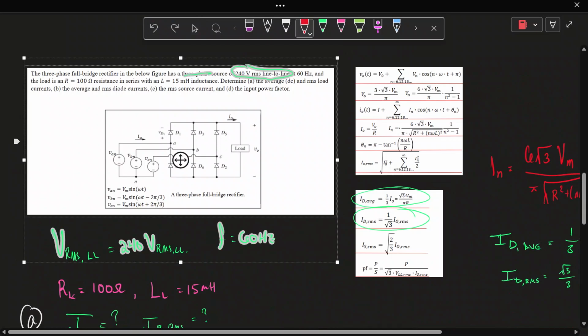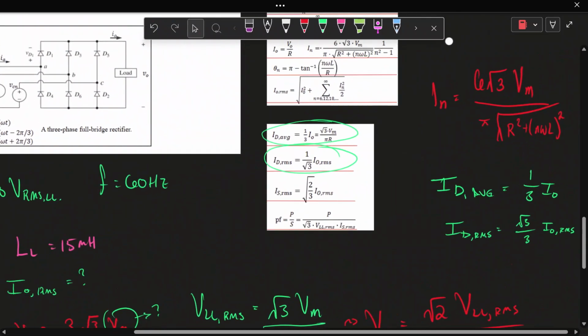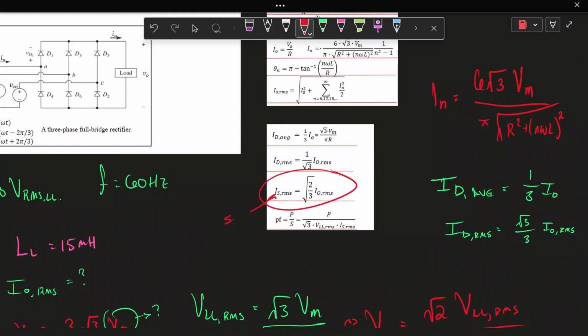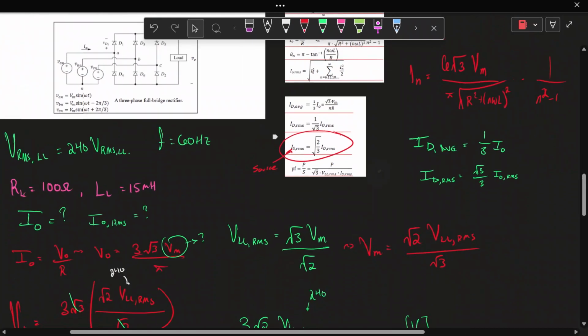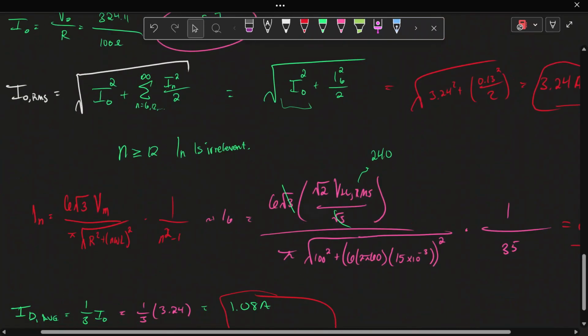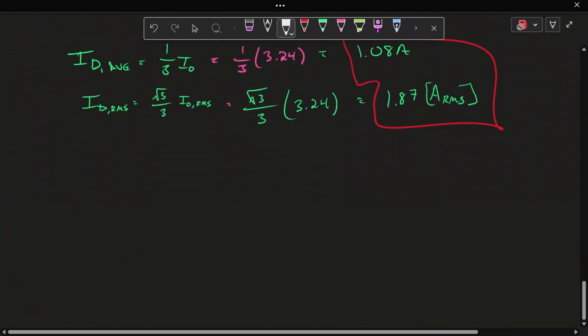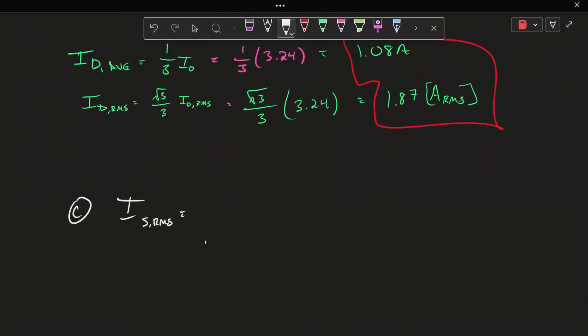Now, part C, the RMS source current. Let's look at the equations. What do we know? We're given the equation for RMS source current. This S means source. So we're going to take the square root of 2 over 3 I_O,RMS. So this is part C: I_S,RMS is equal to the square root of 2 over 3 I_O,RMS.